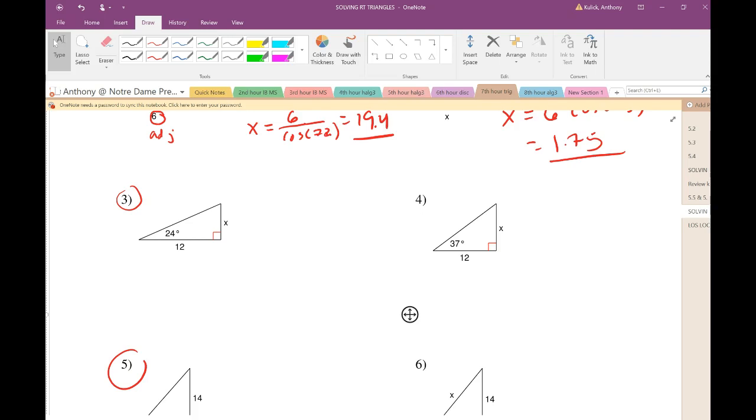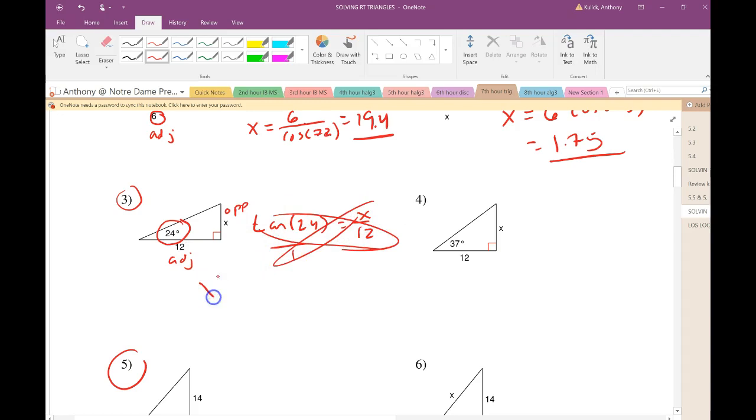How about this next one? Which function did I use here? If I'm using 24, I'm going to use tangent because this is the opposite and this is the adjacent. So again, cross multiply and I get x is 12 tan 24. And I get 5.34 for this.